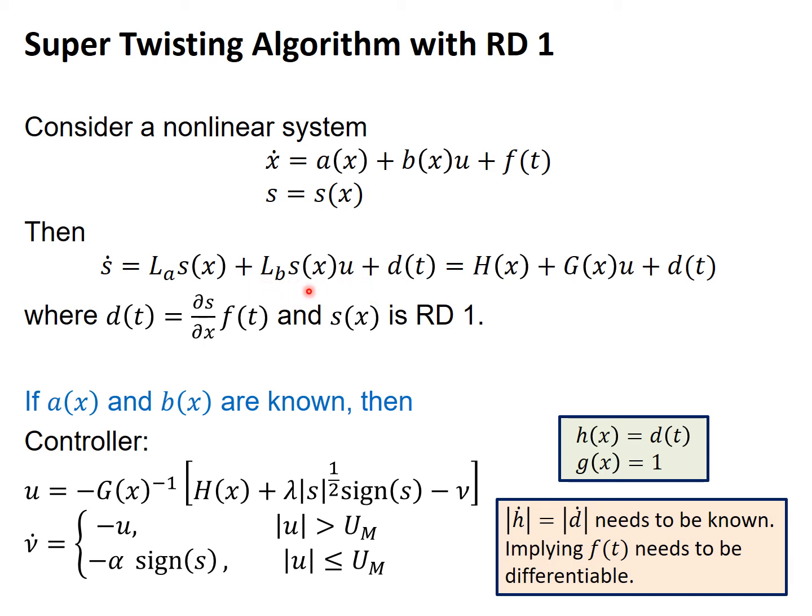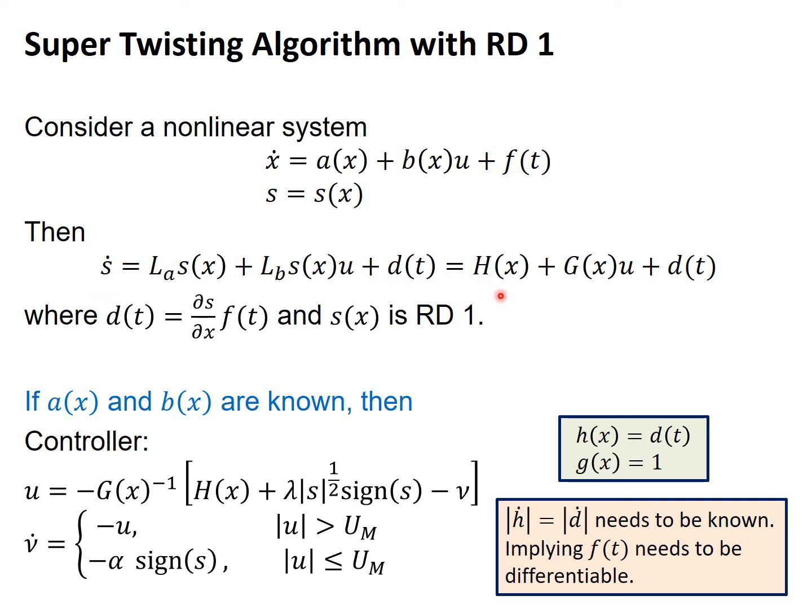So this is non-zero. If this was 0, then the relative degree would not have remained 1. Okay, so this is non-zero, so we can have this sort of a controller proposed. So if we have the controller like this, then what happens? You see, this s dot takes the form like this.